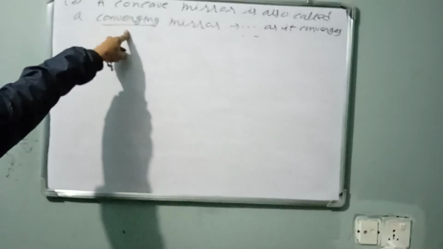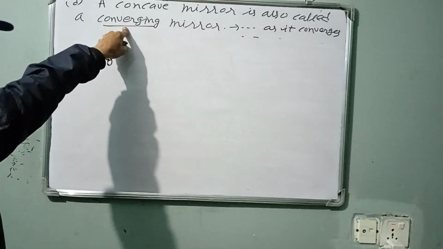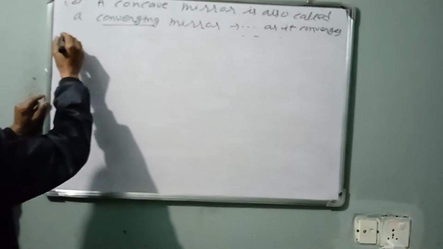जस्तो नाम छ, जस्तो काम छ त्यस्तै नाम. It converges, so it is called converging mirror.